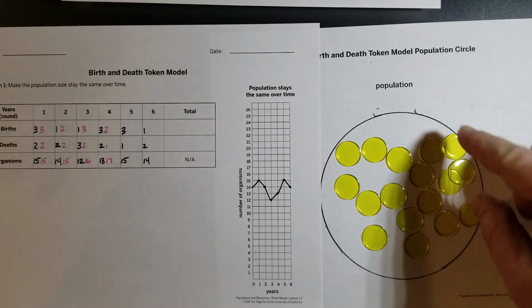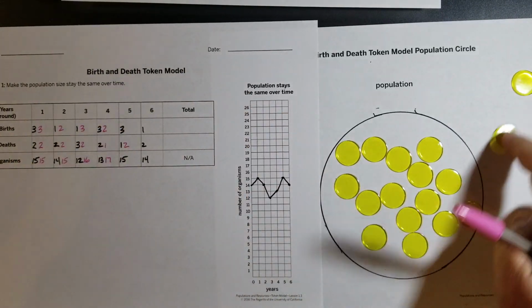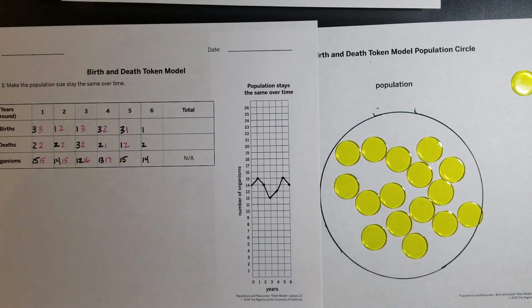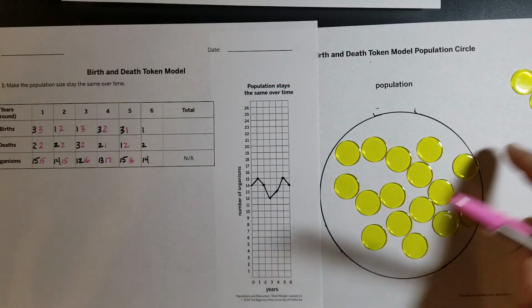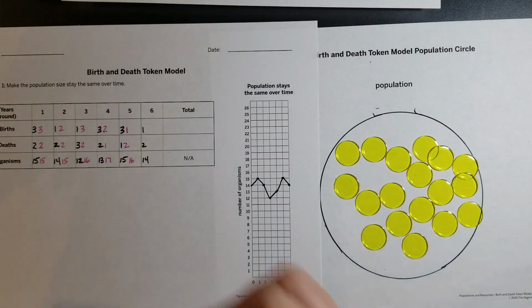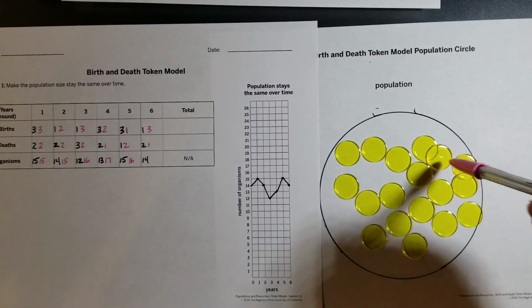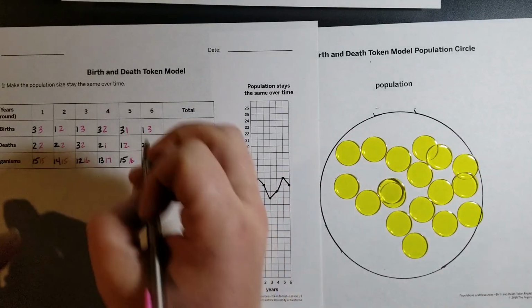So we will have 2 deaths, 1 birth. And so that should drive our number down to 16. And in our final year, let's have 1 death. And we'll go with 3 births. So 1 death, 3 births. Total 18.